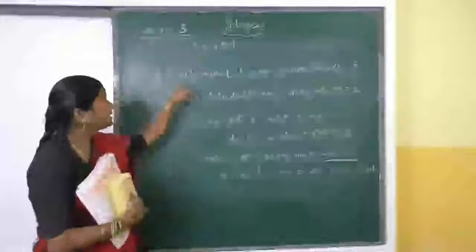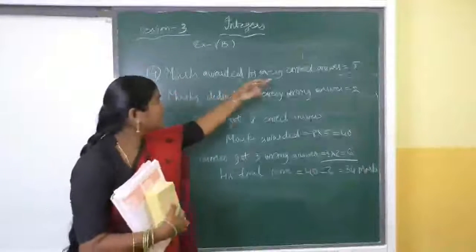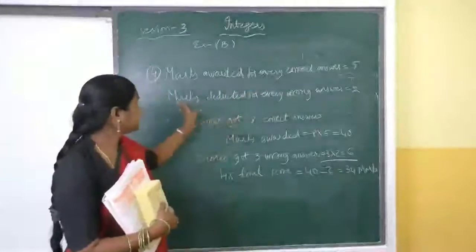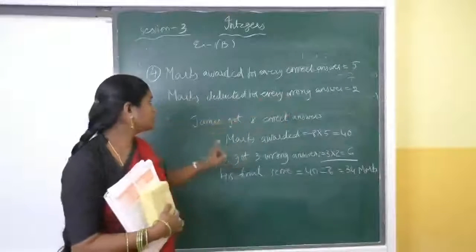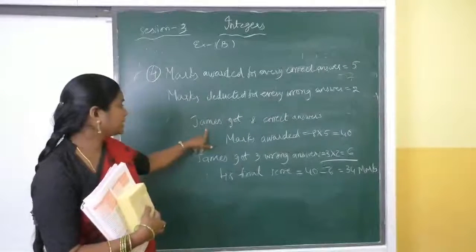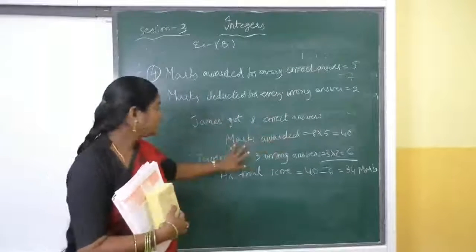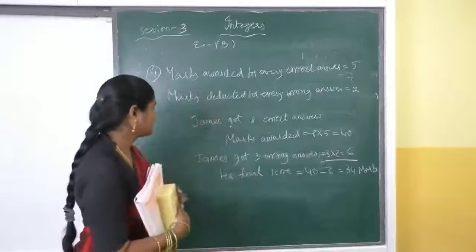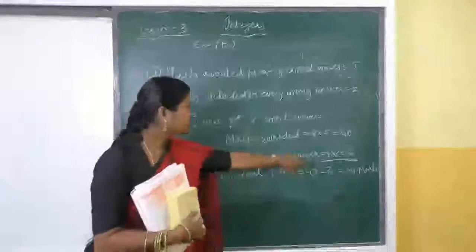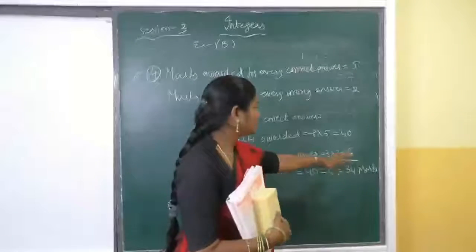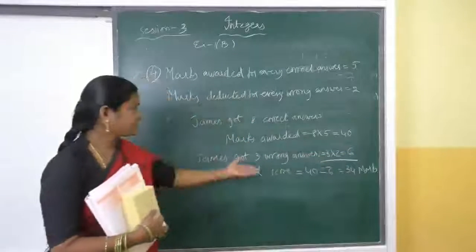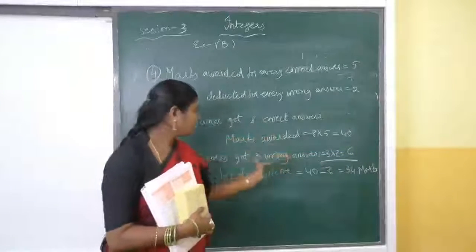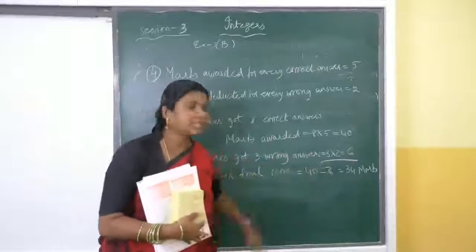Here, marks awarded for every correct answer is equal to 5, and in the same way marks deducted for every wrong answer is equal to 2. In the question, James got 8 correct answers, so marks awarded for him is 8 into 5, which is equal to 40 marks. James got 3 wrong answers, so we deduct 3 into 2, which is equal to 6. Therefore, his final score is equal to marks awarded minus marks deducted, which is nothing but 34 marks.